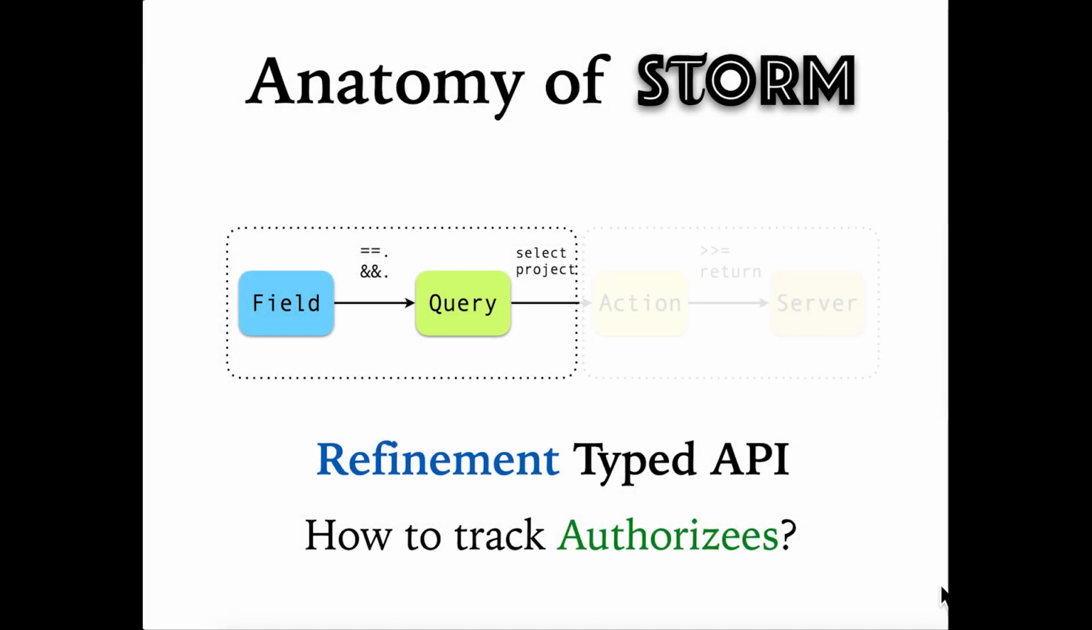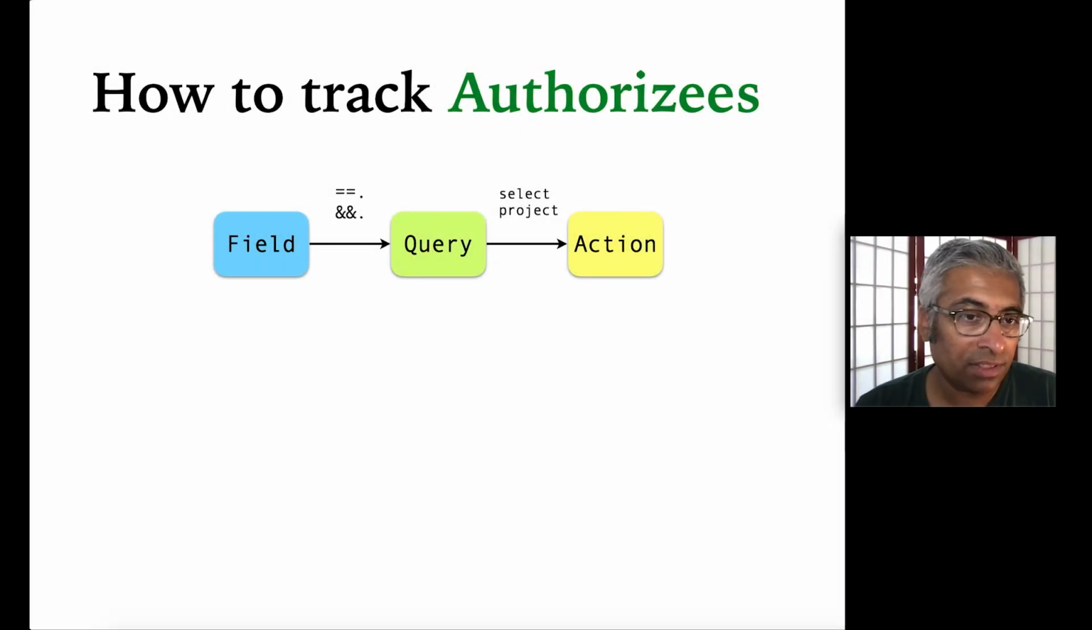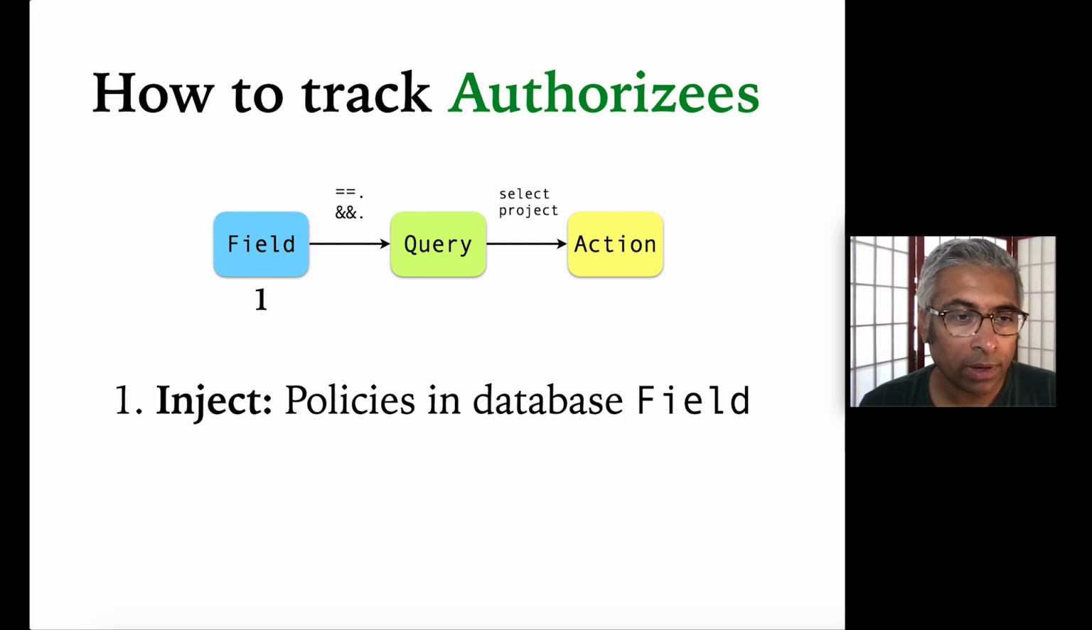Now we come to the last piece of the puzzle. How do we track the policies which were declared as part of the database schema across the query construction and execution API in order to determine the authorizees for all the primitive actions that involve the database? We're going to follow a three-step approach. First, we're going to inject the policy predicates as they were specified in the database schema, and we're going to attach them with the field values that the ORM gives us to represent the individual fields of the database, the individual columns of the database.